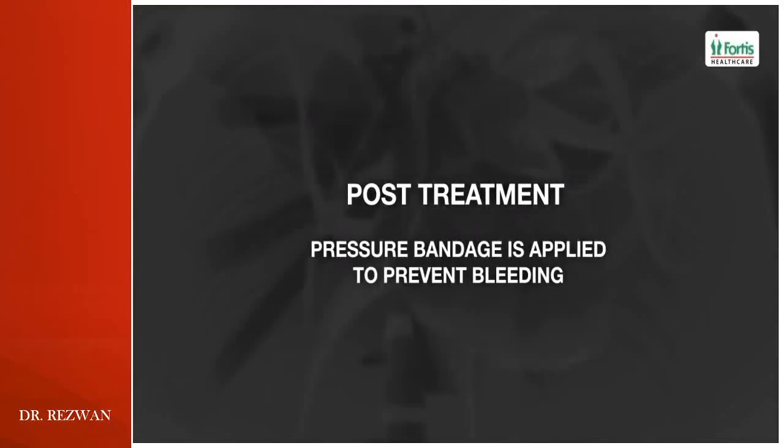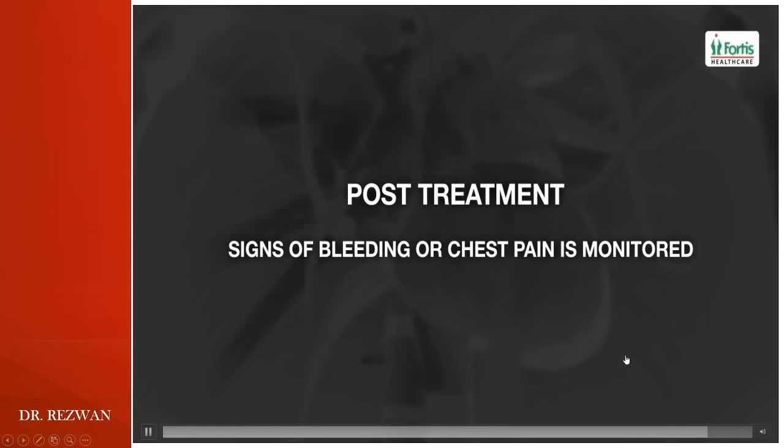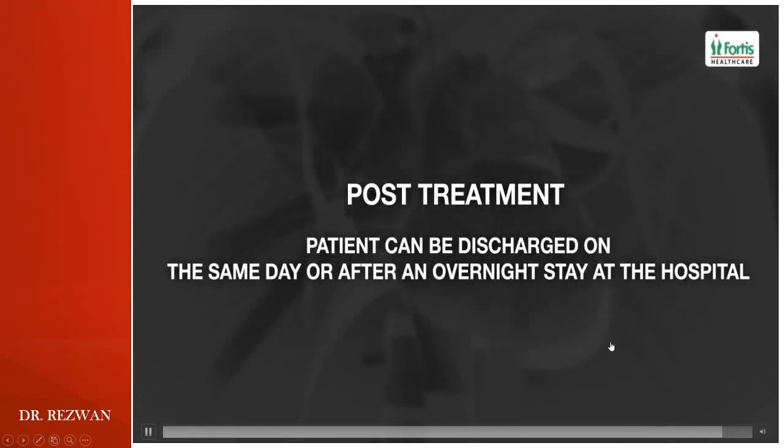Post-treatment, a pressure bandage is applied over the radial artery to prevent bleeding. One will need to lie down for several hours, during which signs of bleeding or chest pain will be monitored. The patient may either be discharged on the same day or after an overnight stay at the hospital.